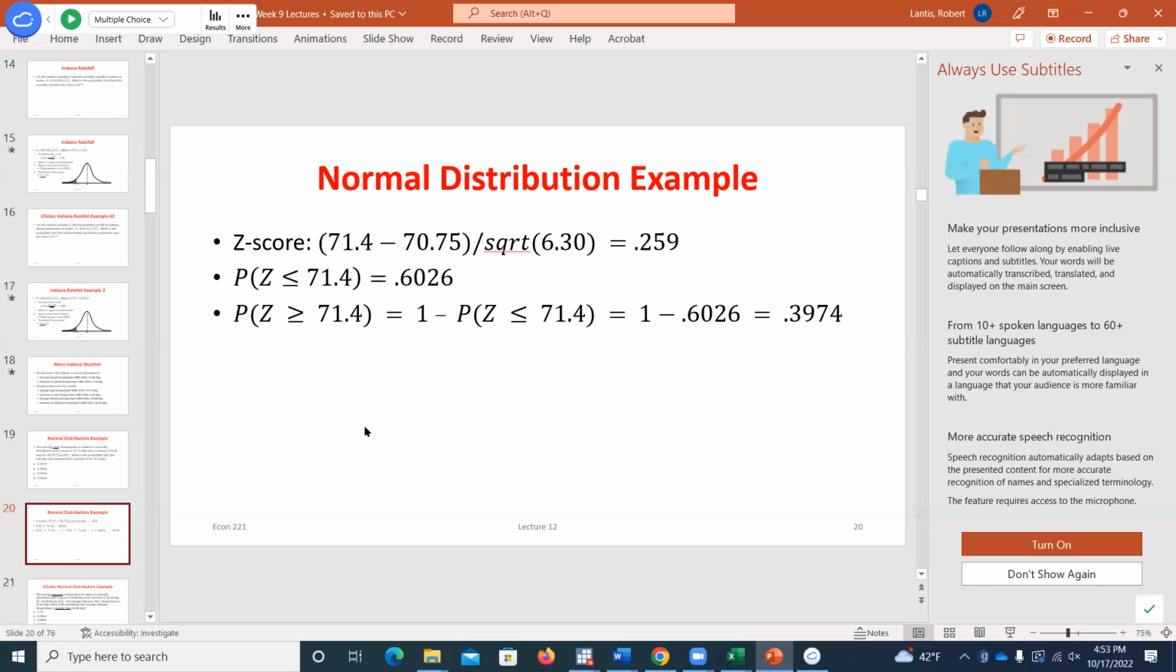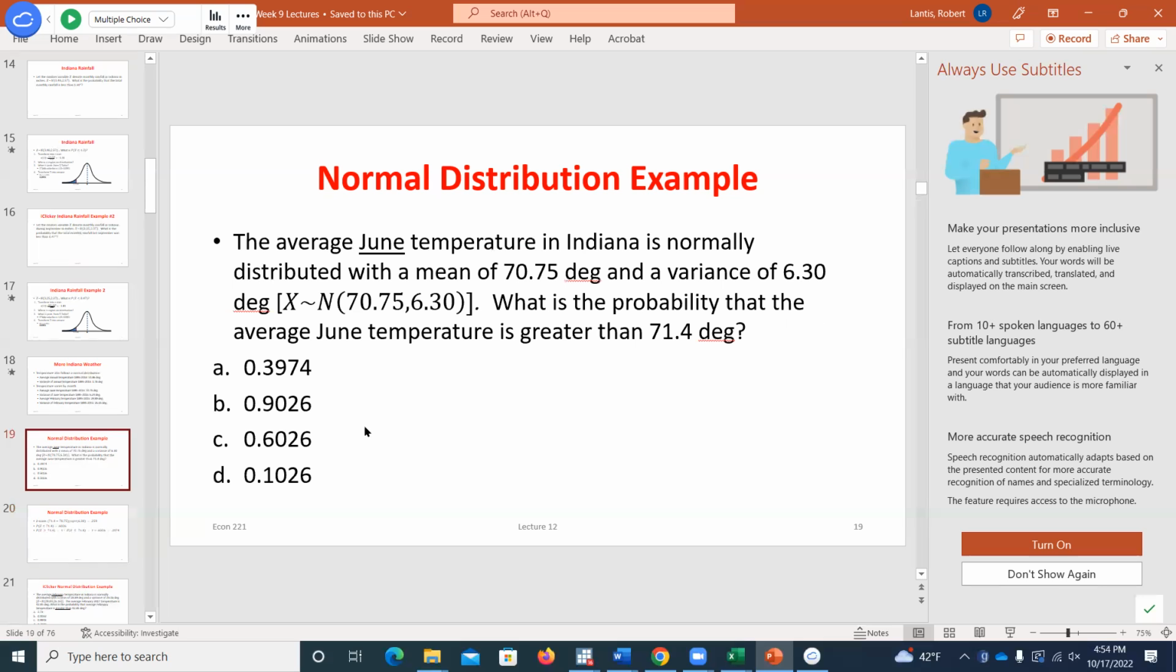It'll say greater than. Yeah, right? So like in this one, what's the probability of greater than that 71.4 degrees? Questions on this? Keep moving here. Okay with that for now?